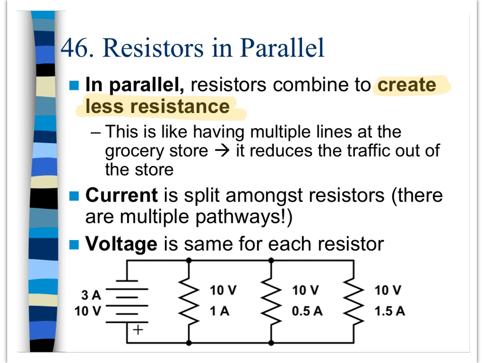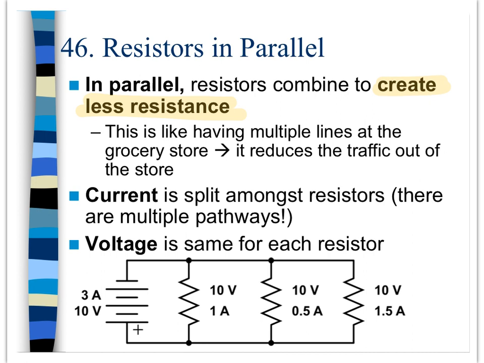You're not going through every single register at a grocery store, just like you're not going through every single resistor for a bunch of resistors in parallel. It gives you different options. Another way of looking at it is it's like having a bunch of different routes for driving. The more routes you have, the less traffic there's going to be. One of the reasons why some roads get really backed up is there's not a lot of other options to get from one spot to another. Because everyone's forced to take that one option, there's a lot of traffic. That's like having a lot of resistance. If you have a lot of different options, you're going to have less traffic on each individual option because people have all those different choices.